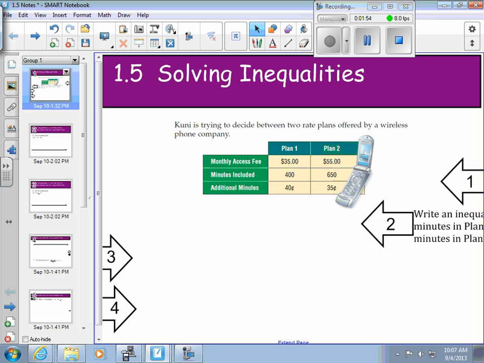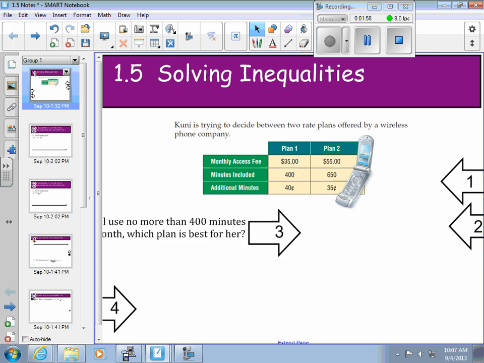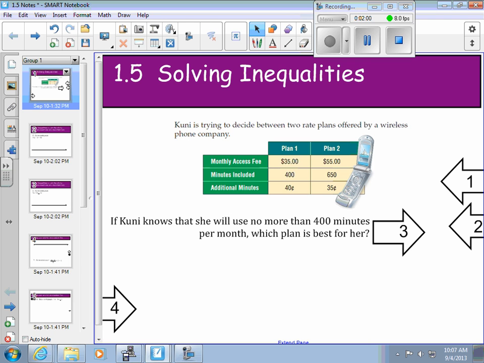In 3, they want us to compare the price of each plan if Cooney uses no more than 400 minutes per month. Which plan is best? No more meaning 400 is the maximum amount she's going to use. Well, we got to be a little bit careful now. We got to look at the minutes included on each plan. Both plans do include at least 400 minutes. So basically, she would not be using any additional minutes. In this case, we would only be looking at the monthly access fee.